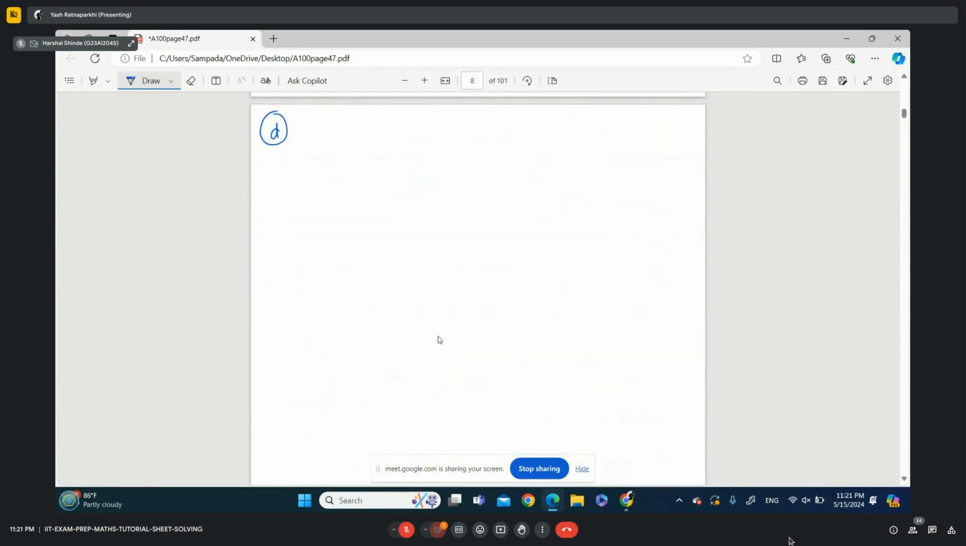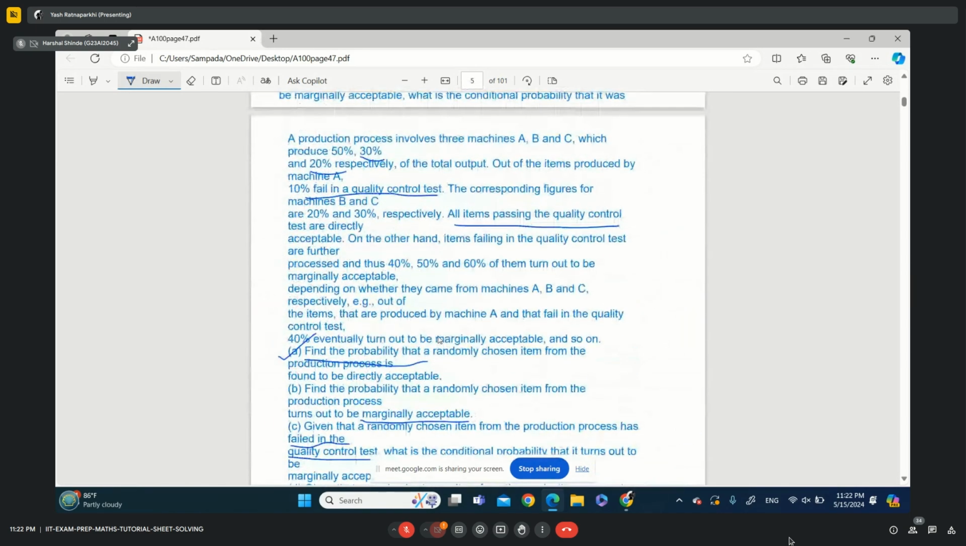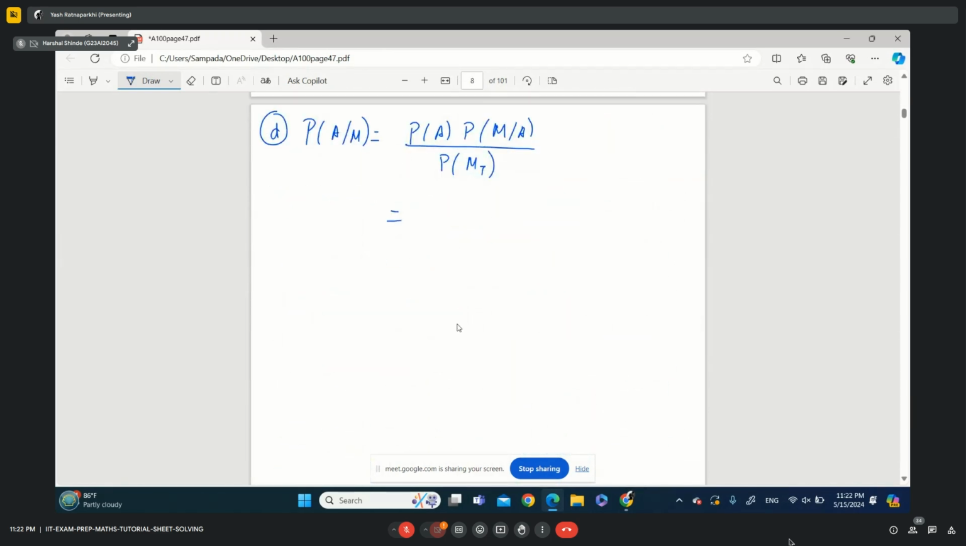यही निकालना है. So what we need is P of A given M, the probability of A given that it is marginally accepted. वही देखो, same A की only one formula we are using every time. Probability of A. Guys, come on, recite with me. This formula is very important in all the questions. Probability of M given A upon probability of M, the total marginal probability basically, right? So what is the probability of A? Let me scroll up again. What is the probability of A? 0.5. So the probability of A is 0.5.